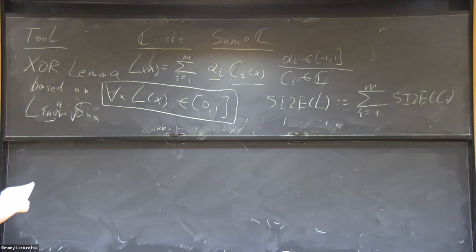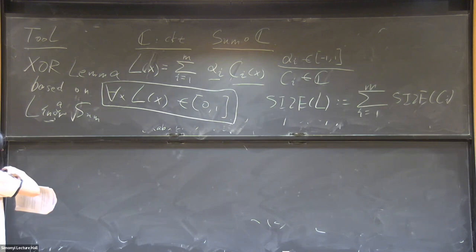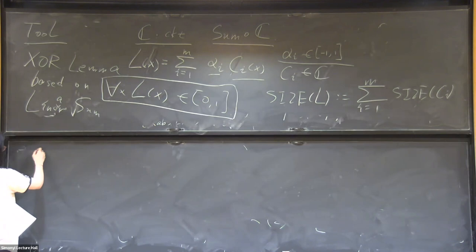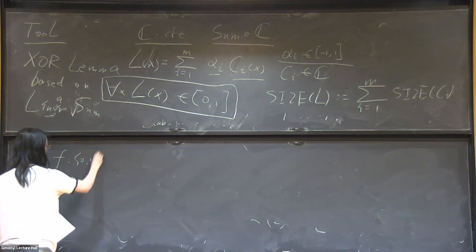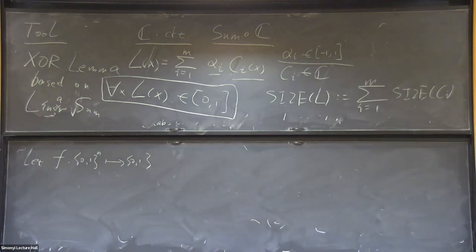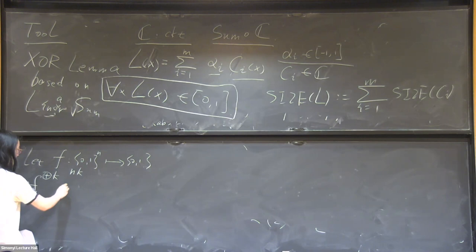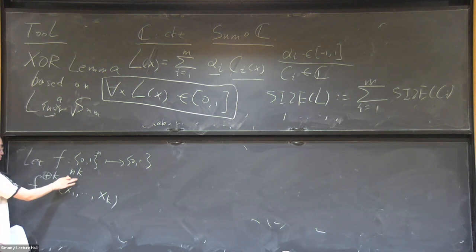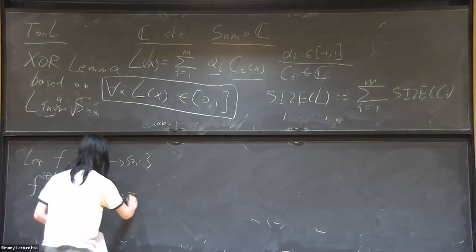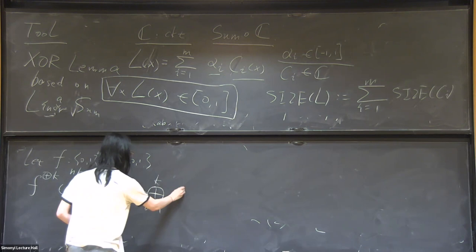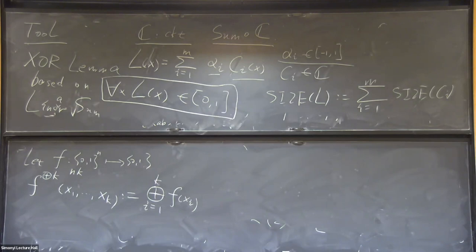Okay, so what's the XOR lemma I want to prove? So first of all, let f be a Boolean function. And I'm going to define f to the parity k to be a function on n times k bits, such that it's going to partition the nk input bits into k blocks, each of length n, and it's defined as taking the parity. Okay, so why do you expect this f to the parity k is going to be hard?